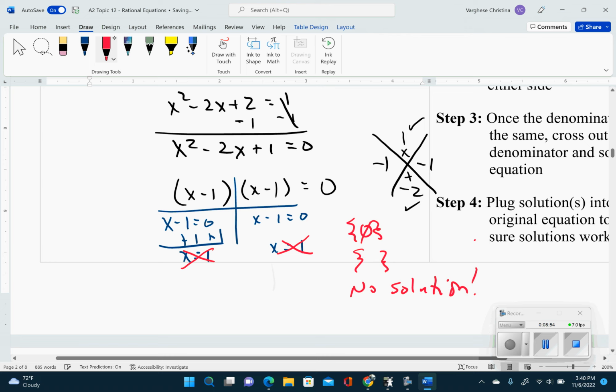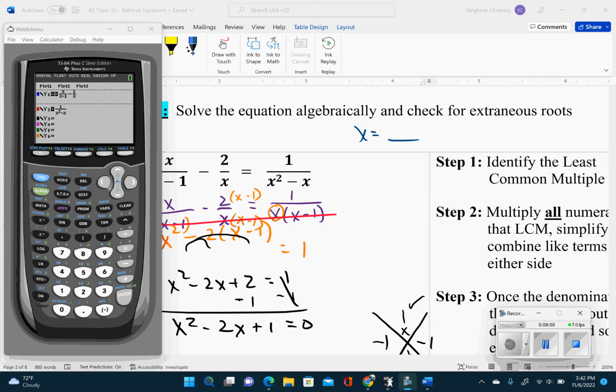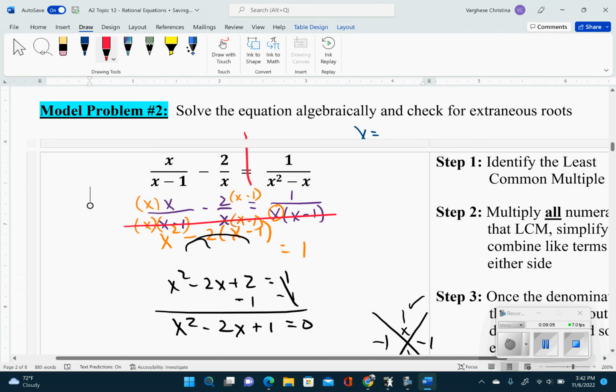All right, and again, if you were to take this and plug it into the calculator, let me pause and do that. All right, so now that we're back, I went ahead and plugged in whatever was on the left side of the equal sign, which is this right here.